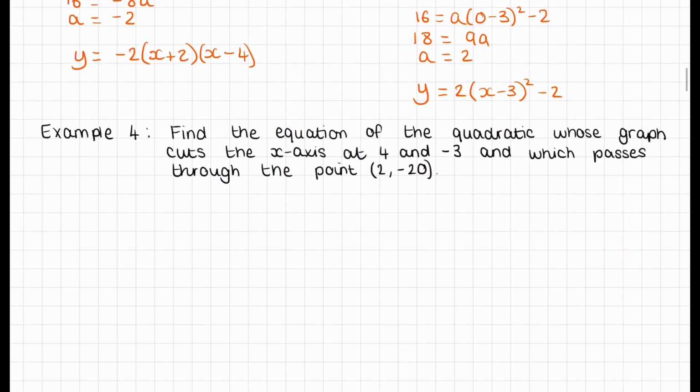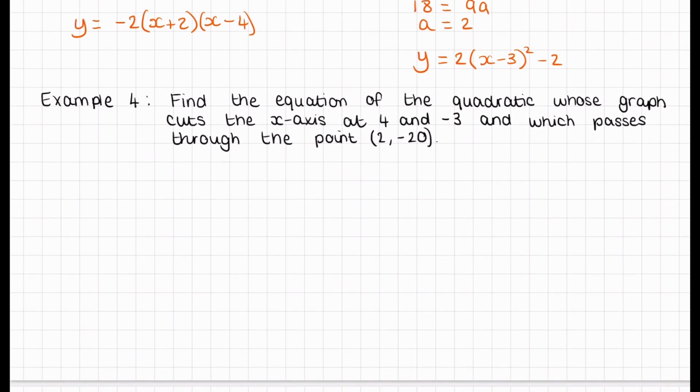Last example, find the equation of the quadratic whose graph cuts the x-axis at 4 and negative 3, which passes through the point 2 and negative 20. Now it cuts the x-axis at 4 and negative 3, which means they are our intercepts. So it would be a, x minus 4, and x plus 3.